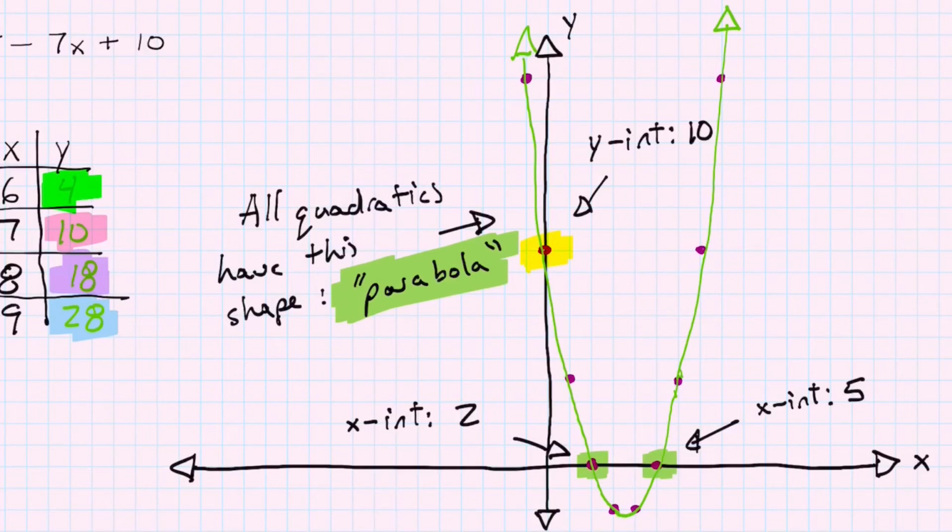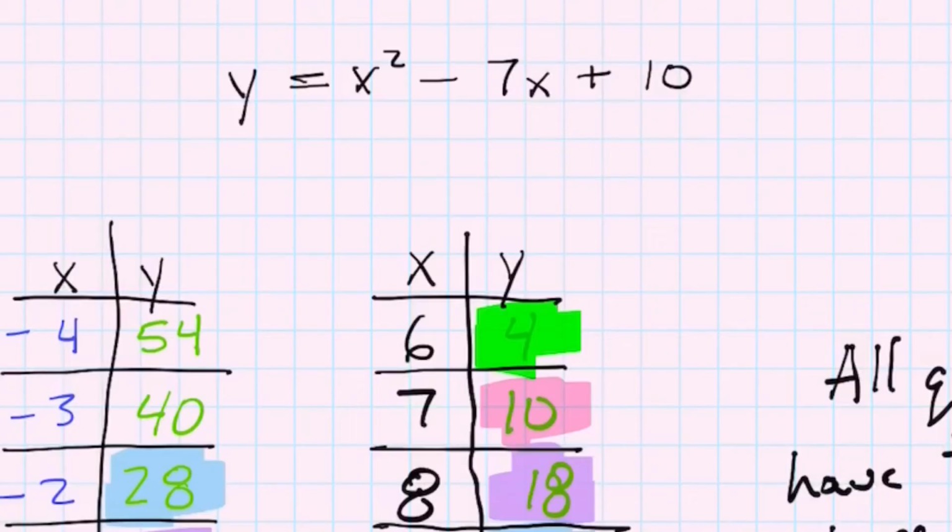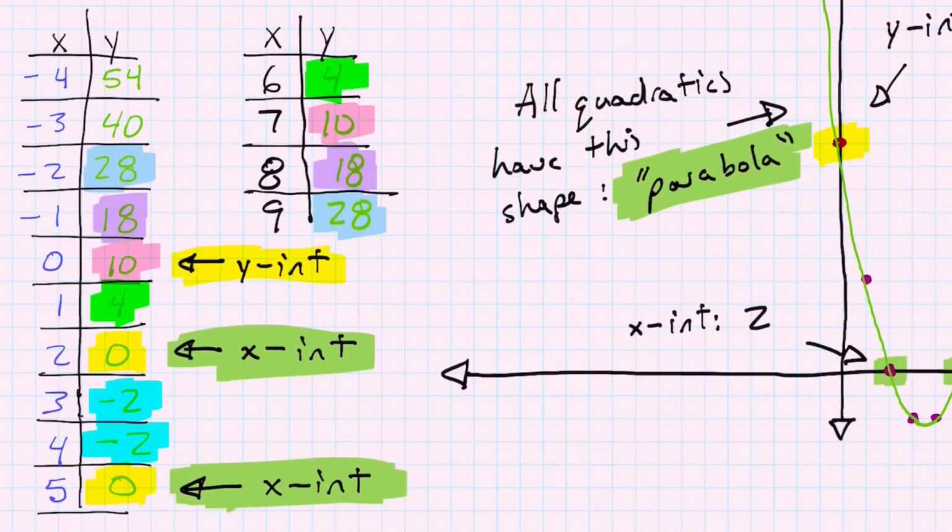Interestingly, without having to graph this or do a table of values or anything, I can just look at the equation y equals x squared minus 7x plus 10, and that constant value at the end is always the y-intercept for any quadratic. The reason for this is that a y-intercept occurs when x equals 0. If you substitute 0 in for x, both the x squared and the 7x are going to disappear, and all you're left with is that constant 10.